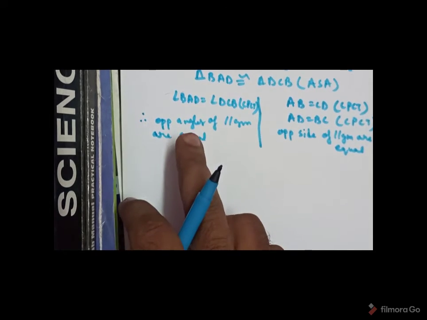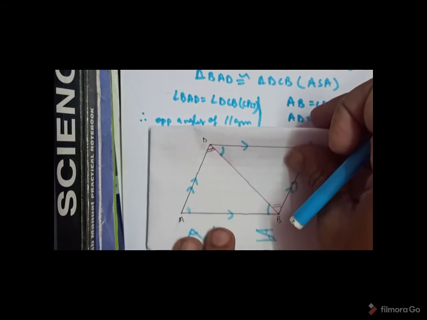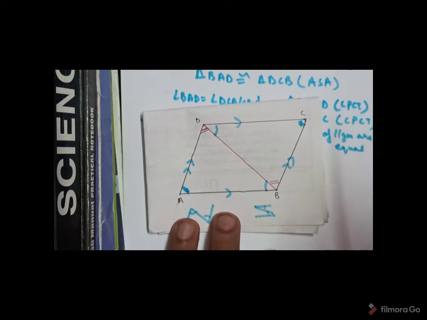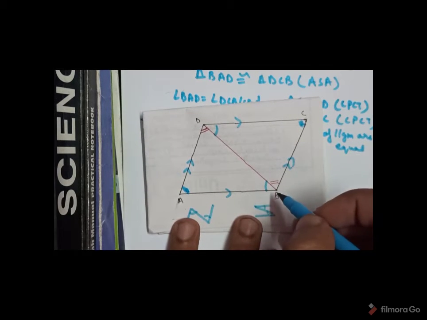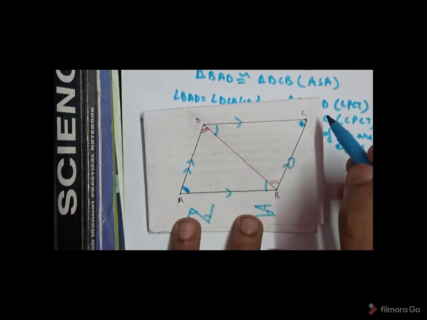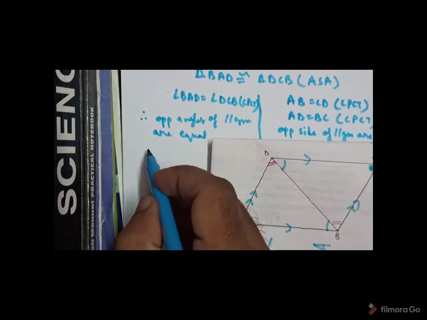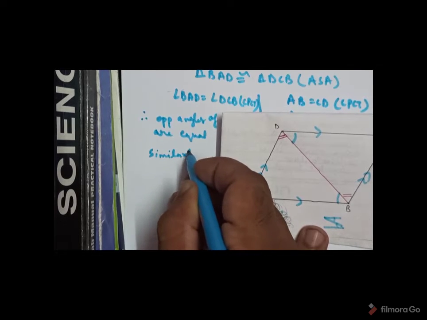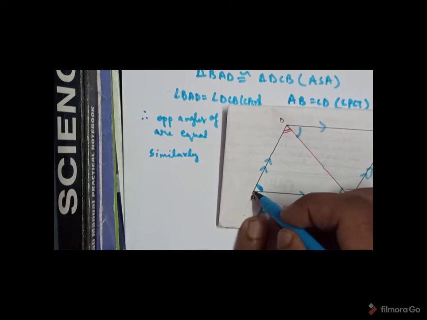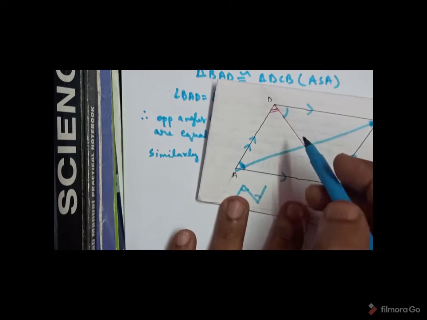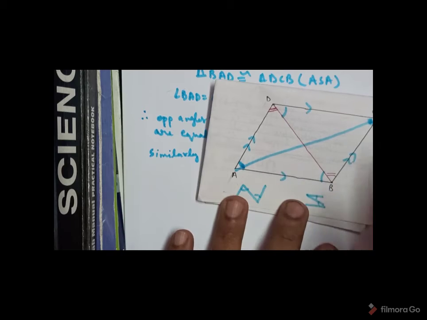One more thing you can do in this: here you have proved that angle BAD and this angle are equal. What if you want to prove that angle B and angle D are equal? This also you can prove by drawing another diagonal. If you draw another diagonal, that is AC, okay, AC is drawn, then this triangle and this triangle will be congruent.